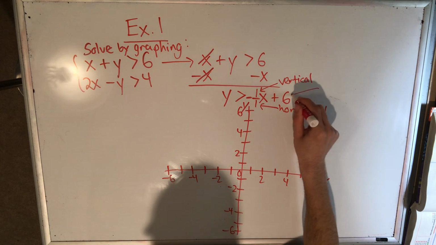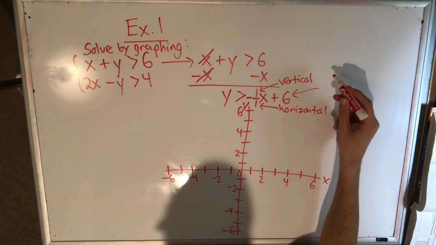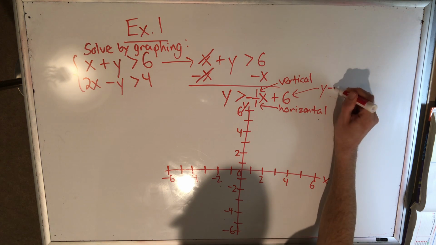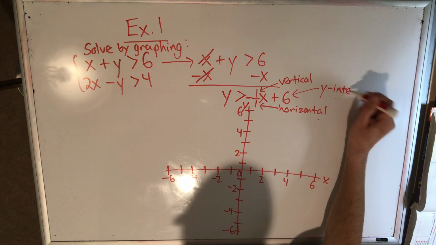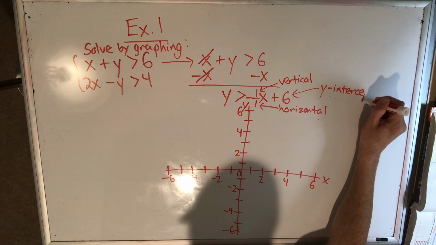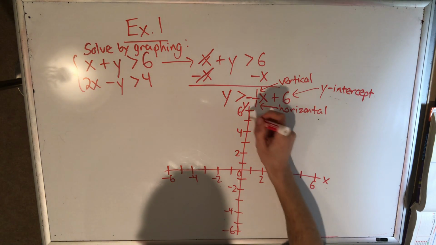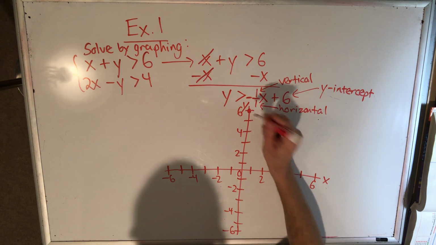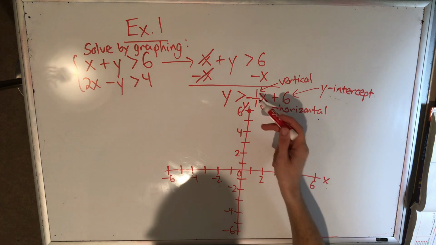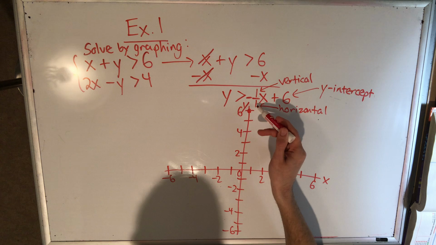And the constant, the number not multiplied by x, is the y-intercept. It's where the line crosses the y-axis whenever it's in slope-intercept form. So it crosses the y-axis at 6. Let's plot that point. And every time there's a vertical change of 1, there's a horizontal change of 1.